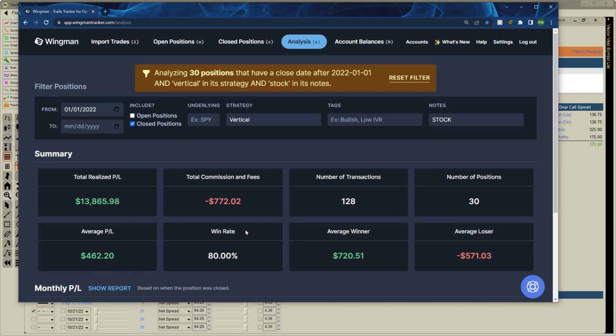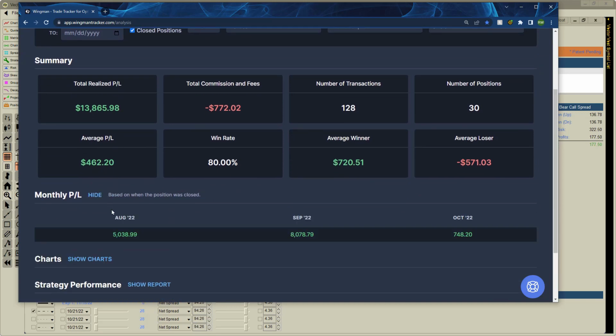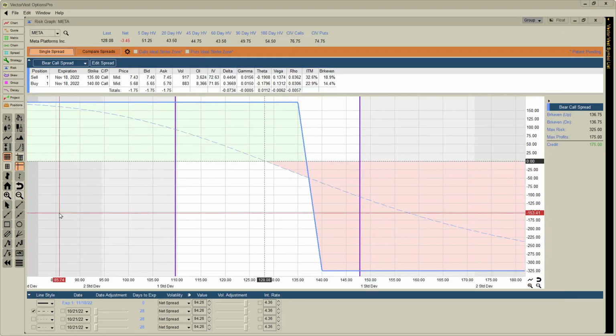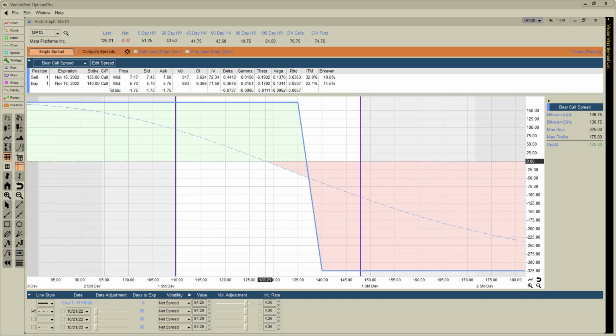Now, if you're wondering how that P&L went to $13,000, what I've done is I'm only looking at trades for the past 2.5 months. So if I go to my monthly P&L, this is my August results, my September results, and the first part of October before I've locked in any trades. You can see as the market has sold off in the last couple of months, my win rate has gone to 80%, my average winner to $720, and my average loser to $571. This is how we have done this year using VectorVest and the power of options.